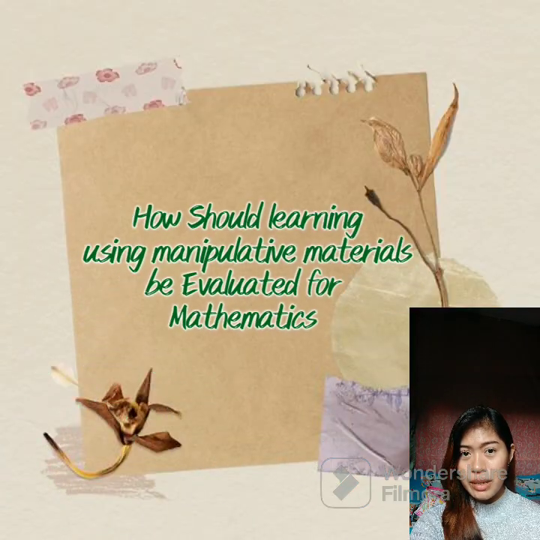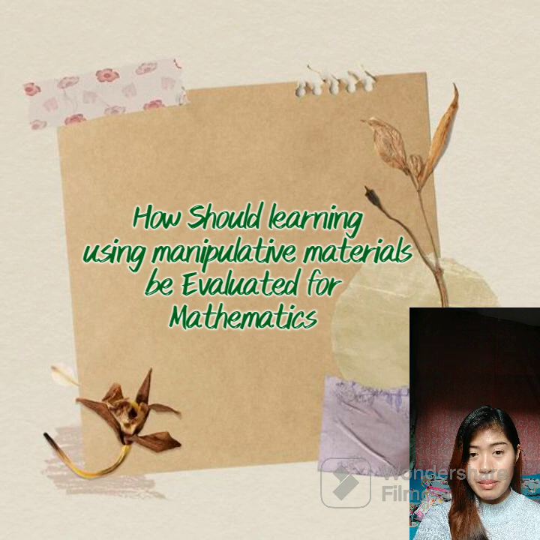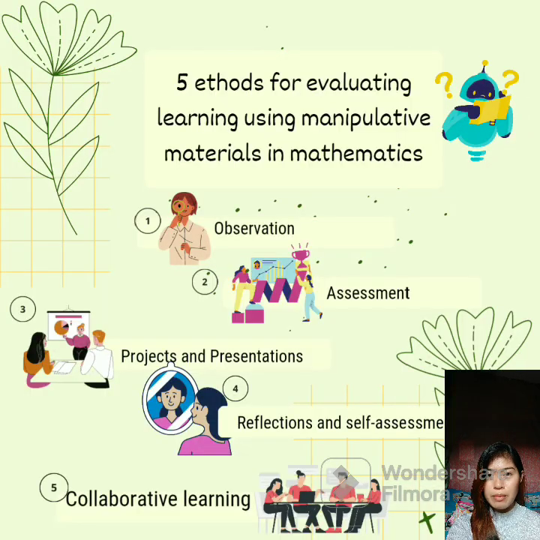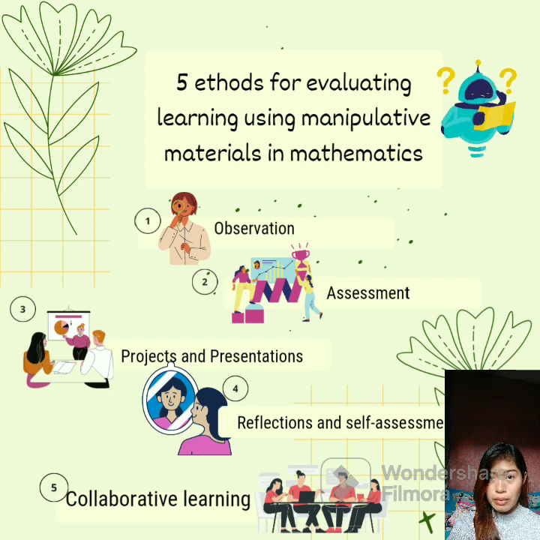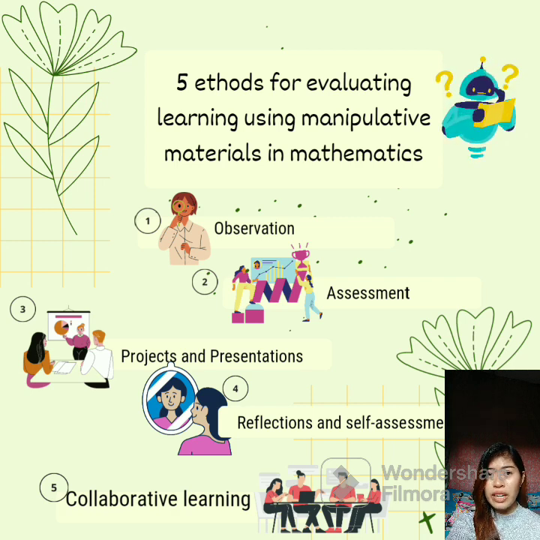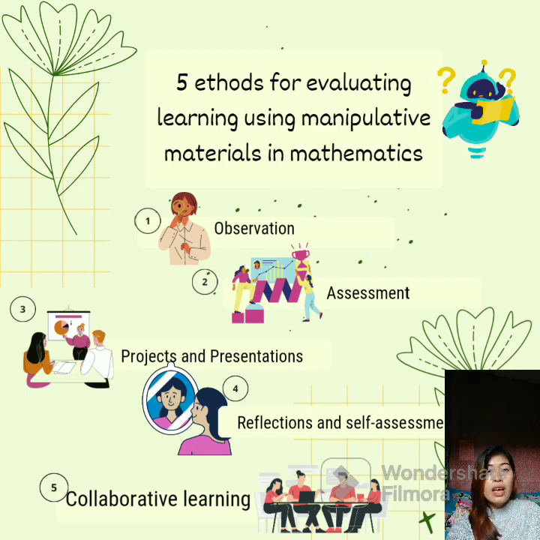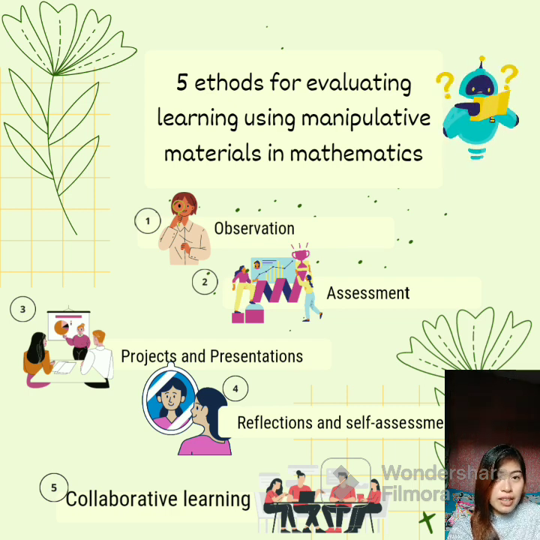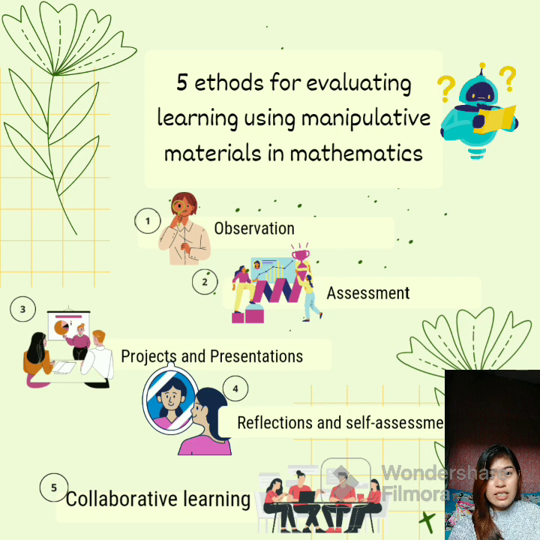How should learning using manipulative materials be evaluated for mathematics? Evaluating learning using manipulative materials in mathematics can be done in several ways. So here are some methods for evaluating learning using manipulative materials in mathematics. So first, we have the observations. Observing students as they work with manipulative materials can provide an insight into their level of understanding and ability to apply mathematical concepts. Observation can be used to identify misconceptions and areas where additional support may be needed.